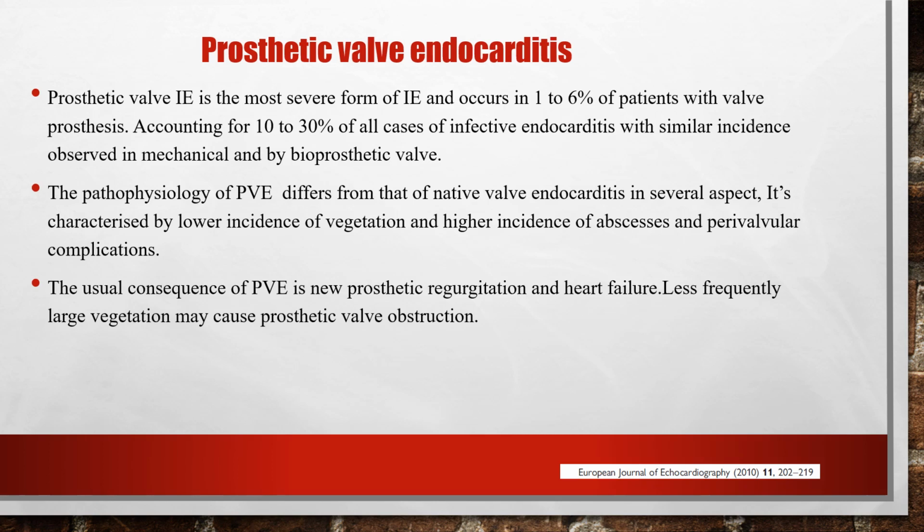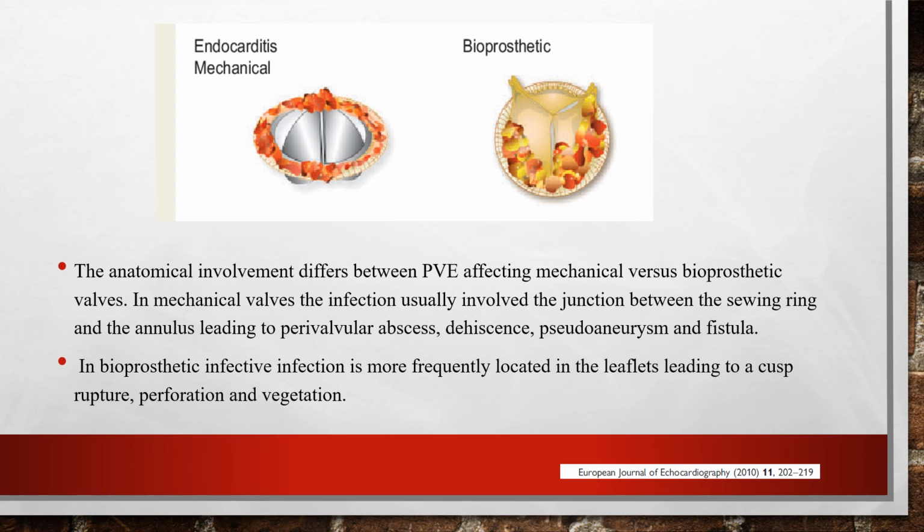These diagrams show us the difference between two types of prosthetic valve: the mechanical prosthetic valve and the bioprosthetic valve. The anatomical involvement is different. When it comes to mechanical valves, they usually involve the junction between the sewing ring and the annulus. So they usually lead to perivalvular abscesses, dehiscence, pseudoaneurysm, and fistulas. In bioprosthetic infective endocarditis, the infection is more frequently located at the leaflets themselves, so it leads to cusp rupture, perforation, and vegetation.